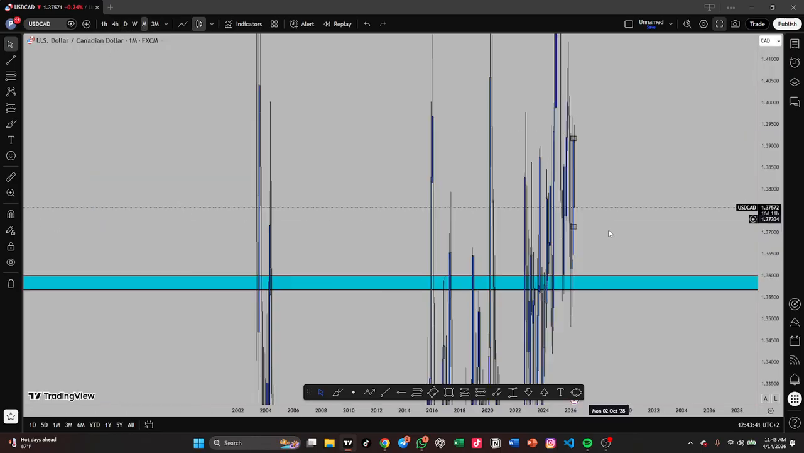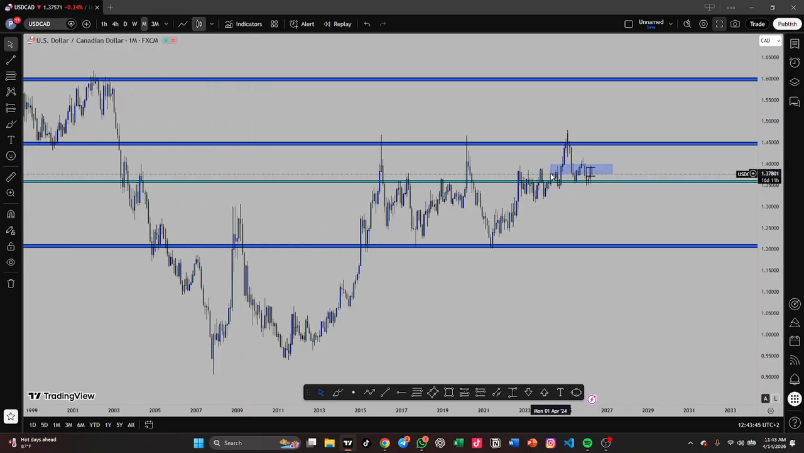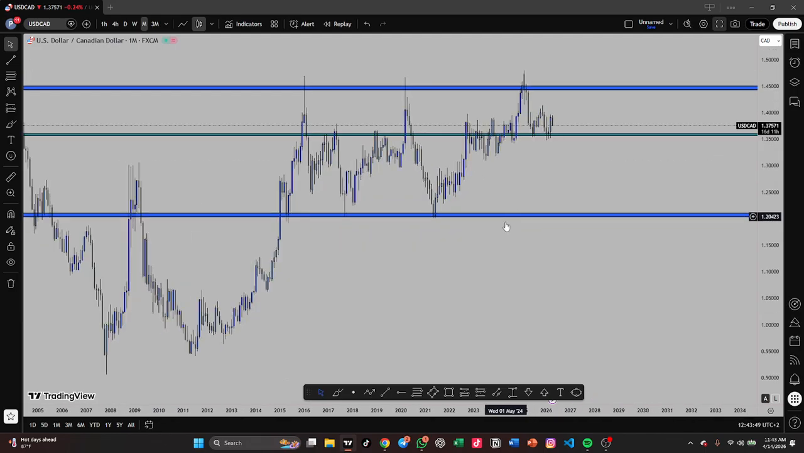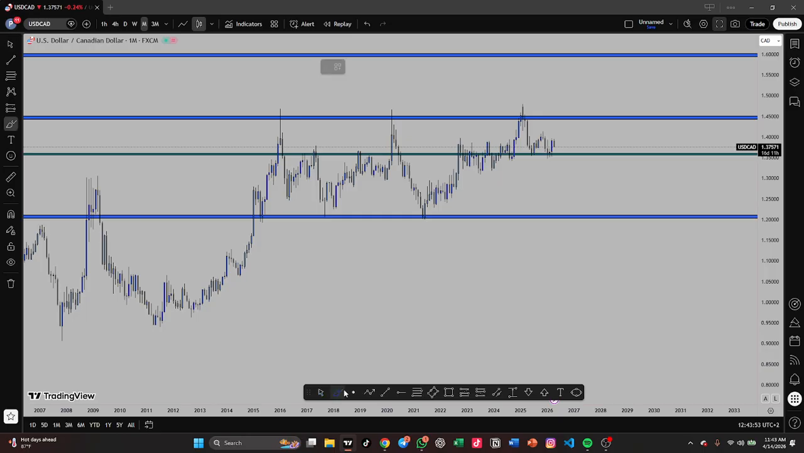So let's take things from the monthly chart to see what is currently happening here. If we look at this now, price made contact with this major level, and whenever we touch that major level, price usually has this aggressive fall. So we should be expecting this level to continue going down.